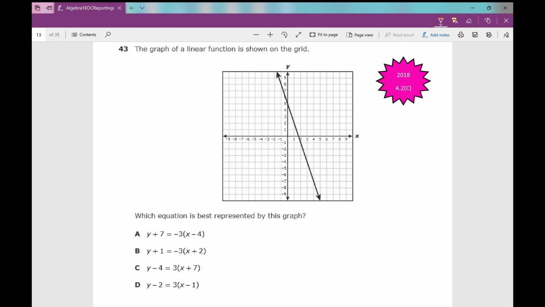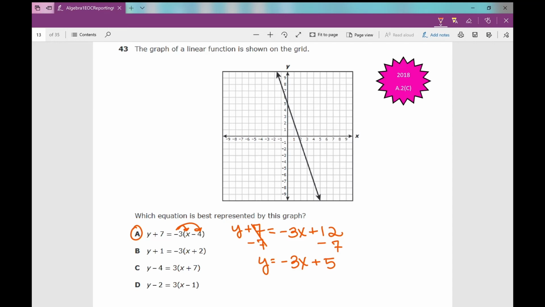So the first thing I'm going to do is show you your answer choice, and how I make sure this is my answer choice. Well, I've got y plus 7 equals, and I'm going to distribute this -3 to get -3x plus 12. And then how do I solve for y? I subtract 7. So I get y equals -3x plus 5. And then a little test-taking strategy: plug it into y equals and see if it matches.